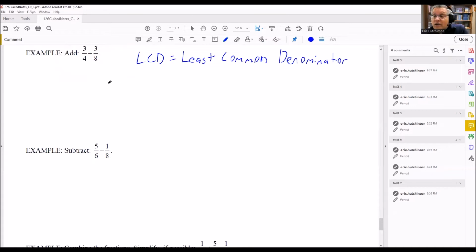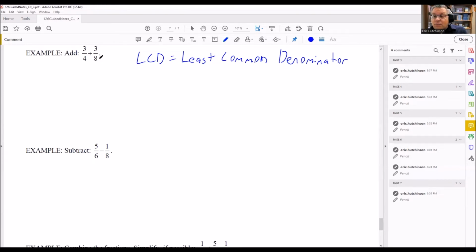Now, the way that you find this is, first of all, you look at what the largest number is, and you take the largest number divided by the smaller number and see if that works. Okay. Now, 8 divided by 4, that does go evenly. 8 divided by 4 is 2. So that tells me that the larger number is going to be your LCD. So I know I want to make both these denominators an 8.